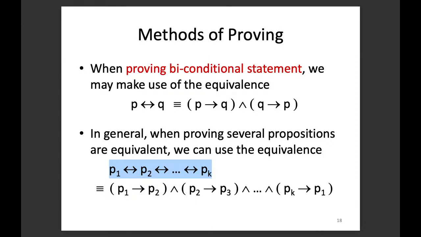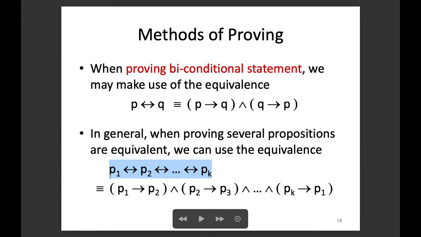Now to show that they are all equivalent, what we can do here is that instead of showing all the pairs of combination, like P1 implies P2, and then P2 implies P1, P1 implies P3, P3 implies P1, P2 implies P3, P3 implies P2, and so on and so forth, we are not going to do something like this. We can do something very simple. We can just go in a circle. We just need to show P1 implies P2, and then P2 implies P3, and then P3 implies P4, and so on and so forth, up to the last one, Pk implies P1.